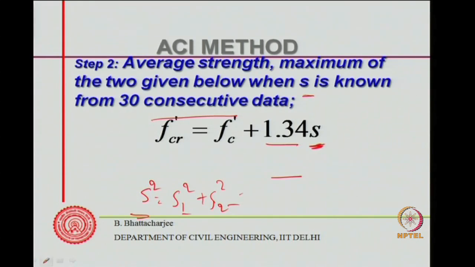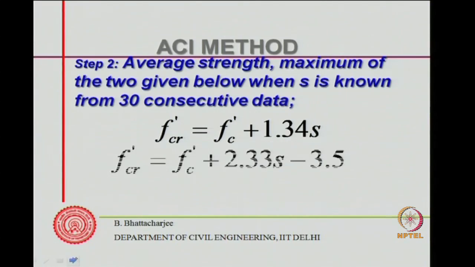So, when nothing is known, you find out from the table, and when it is known, then you find out from these two formulas, whichever is greater, maximum of the two given below, that is, this is your cylinder strength plus 1.34 standard deviation, okay, or this, plus 2.33 S minus 3.5. Actually, minimum acceptable strength is Fc dash minus 3.5. So, minimum plus 2.33 S is the average strength.